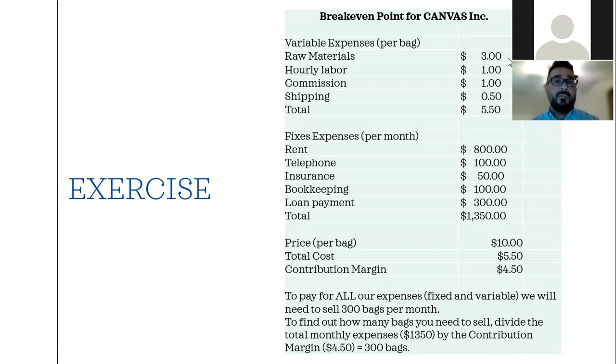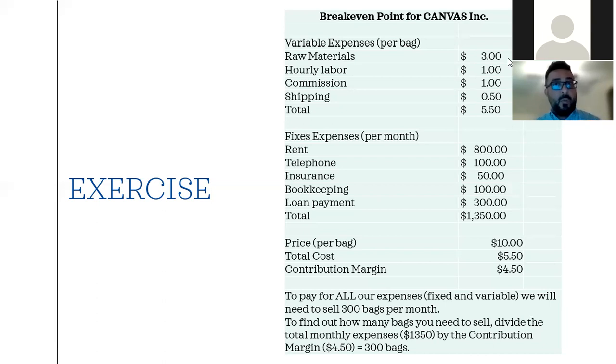And then from each sale, which was $10 per bag, we knew that we had a balance of $4.50. Basically, you sell one bag at $10, the cost of that bag was $5.50, and the leftover money, the $4.50, is what we call our contribution margin. It is the amount of money that we have to contribute to all of the fixed expenses, okay? So after we did this exercise, we realized that to pay for all of our expenses, fixed and variable, we needed to sell 300 bags per month, right?